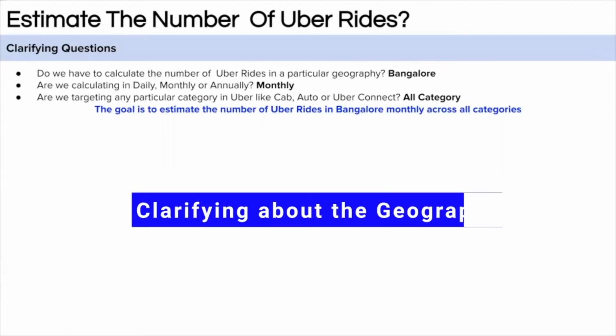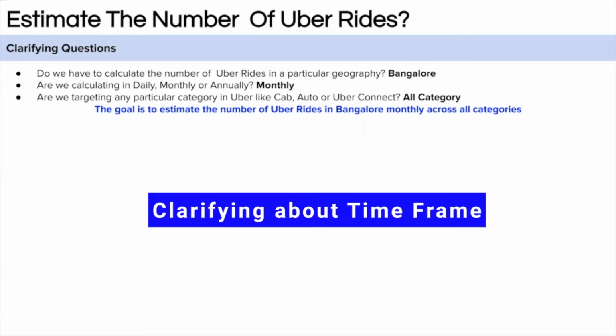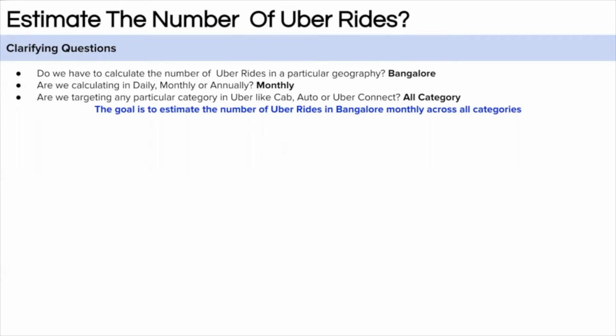So in this question, it is a bit unclear where we want to calculate the number of Uber rides, right? Which city, which country? So the first clarifying question we will ask is about the geography. Let's assume that we are thinking about the Uber rides in Bangalore city. The second thing which is unclear is the time frame. The number of Uber rides which we are trying to estimate is at daily level, monthly level, or annual level. So let's assume that we are thinking about the total number of Uber rides in Bangalore in a month.